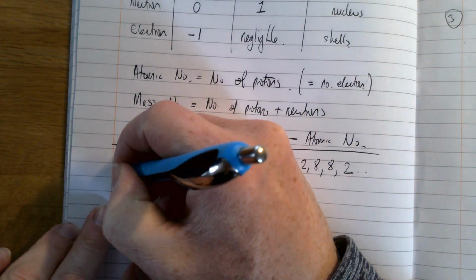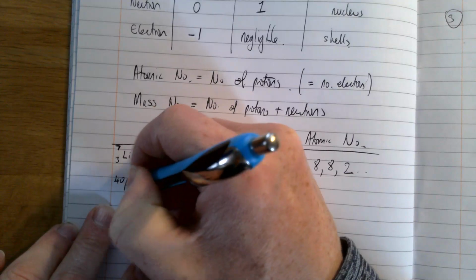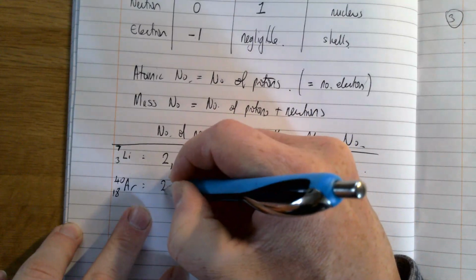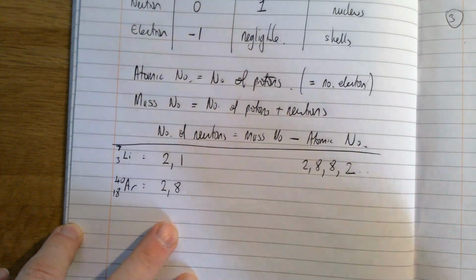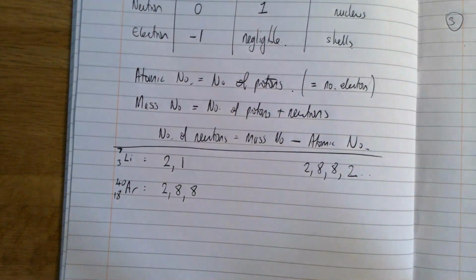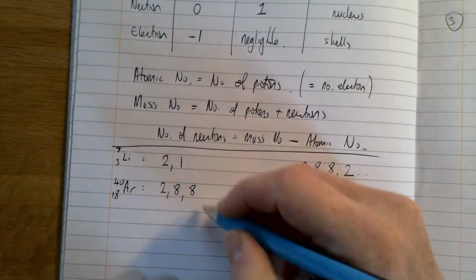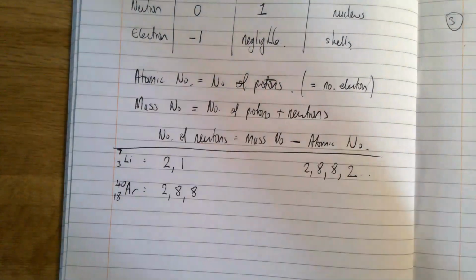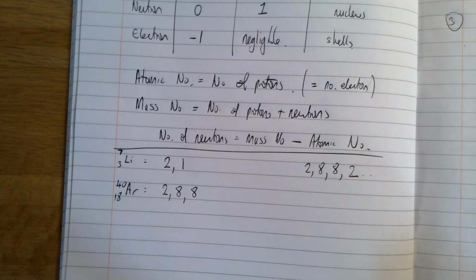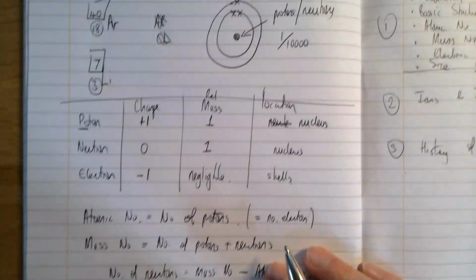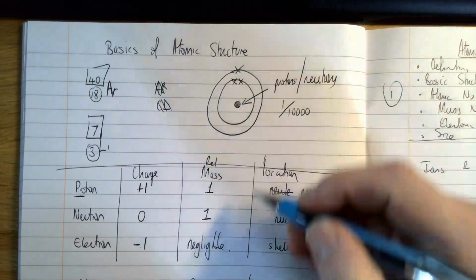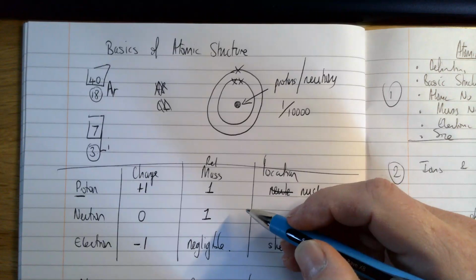If you had argon that I drew before, we've got to add these up to 18. 2 in the first shell, 8 in the second shell, that's 10. And then 8 more to make 18. So that's 2, 8, 8. If you're asked the electronic configuration, it simply means draw it like this in a line with commas between them. If you're asked to draw an atom of, say, lithium with 2 electrons in the first shell and 1 in the second shell, that's how you would draw it.